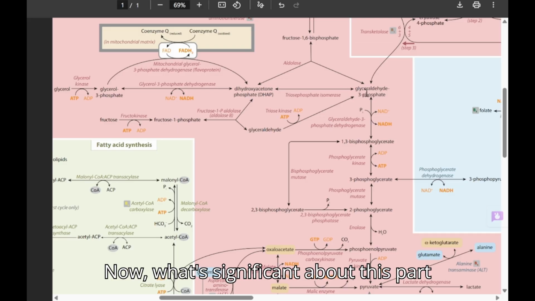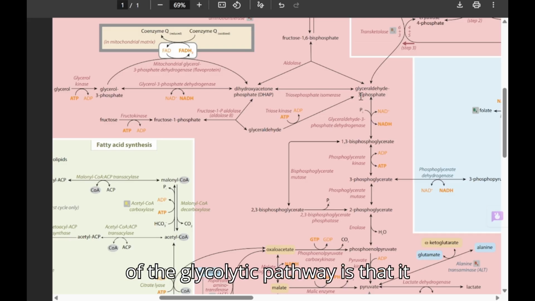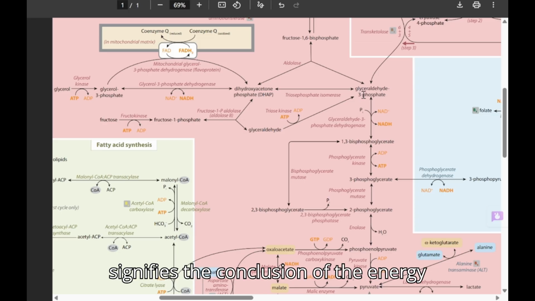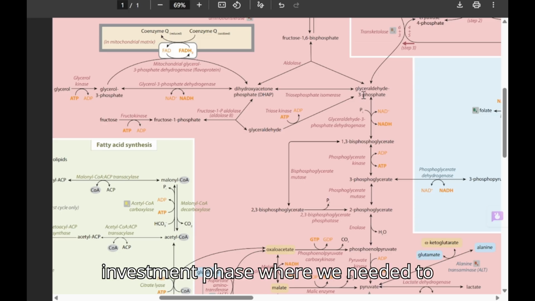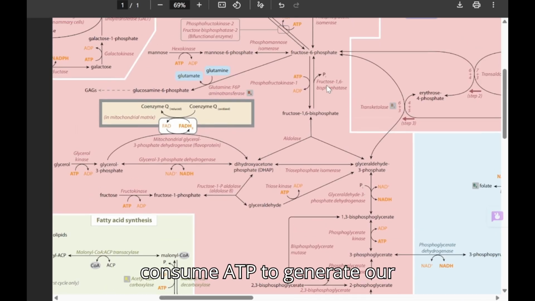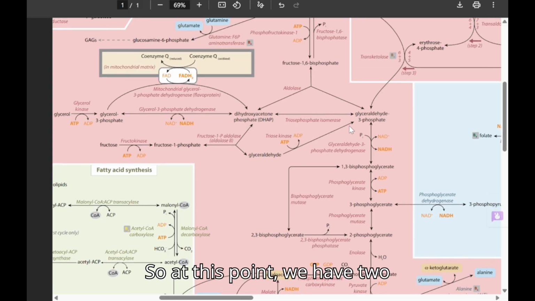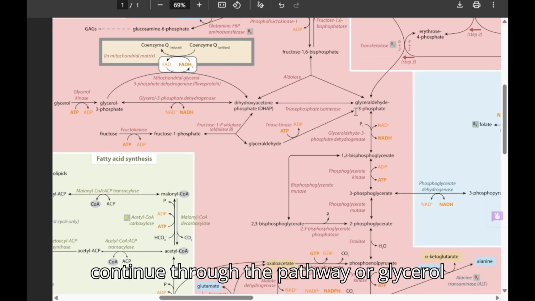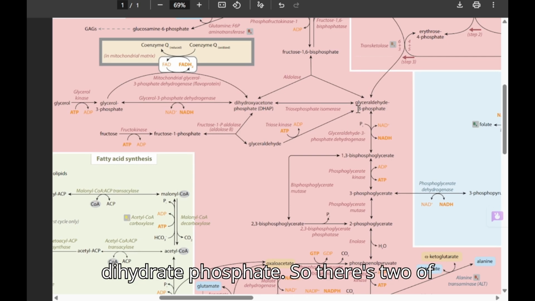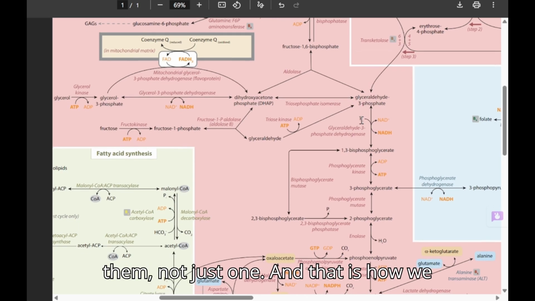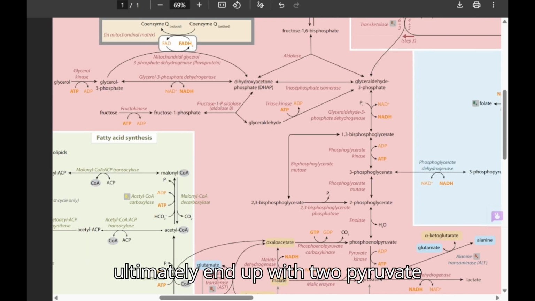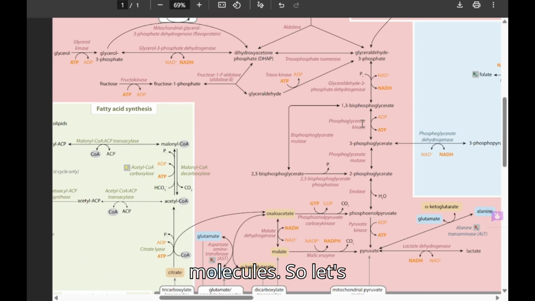Now, what's significant about this part of the glycolytic pathway is that it signifies the conclusion of the energy investment phase, where we needed to consume ATP to generate our intermediate products. So at this point, we have two G3P molecules, or glyceraldehyde 3-phosphate, that continue through the pathway. So there's two of them, not just one. And that is how we ultimately end up with two pyruvate molecules. So let's keep going.